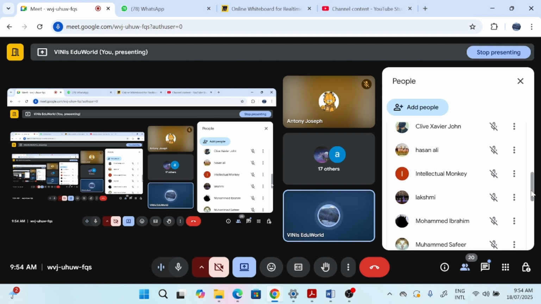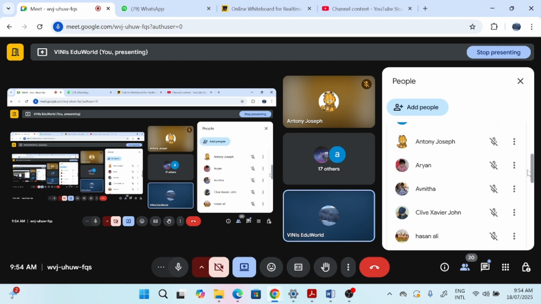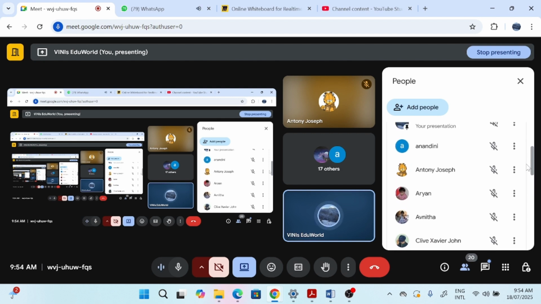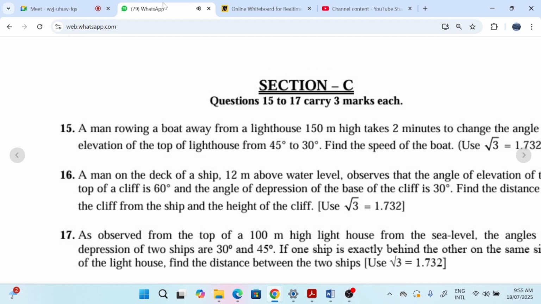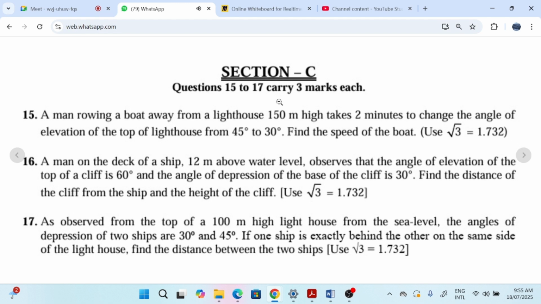Shraddha, Safir, Lakshmi, everybody send your work. Others have sent it. Avnita, Aryan, Anandini. Speed up, speed up. Take the mobile and send the work. 17th one, I need the work. Yeah, Shraddha, it is correct.